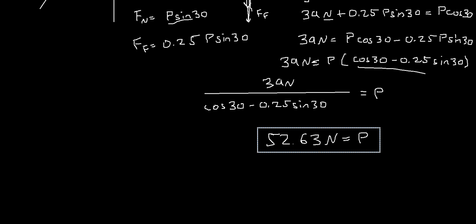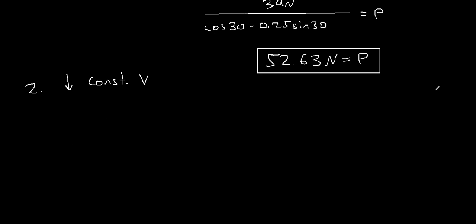Now let's try the second part of the question. What if it's moving down with a constant velocity? You would approach the question in the exact same way. When you draw your forces, you're still going to have your force of gravity, 39 newtons. But now the block is moving down relative to the wall.